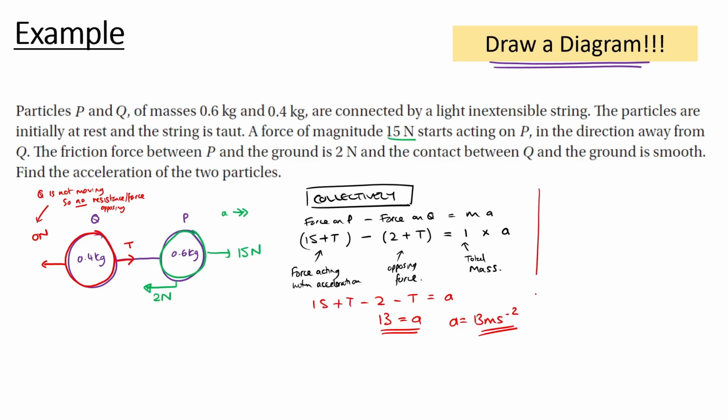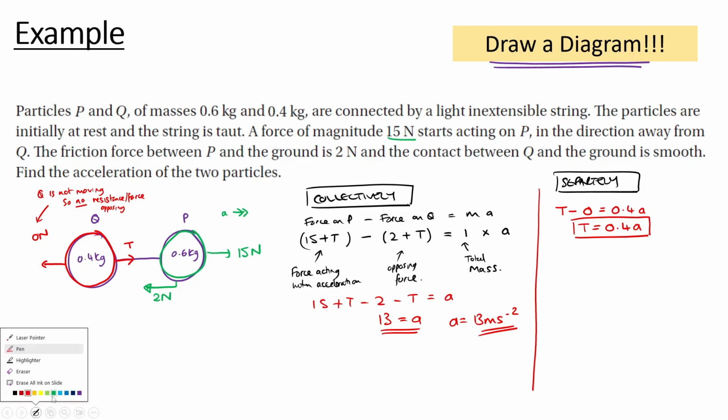Now if I looked at it separately, then what I have is something that looks like this. So let me write. If I look at it separately, looking at the red, because Q is at rest, I'm going to end up with T minus 0 because there's no opposing force acting on it, and that equals 0.4 times a. So what I technically have is T equals 0.4a. Now I can't really do anything with that because I don't know the value of T. So let's leave that there.